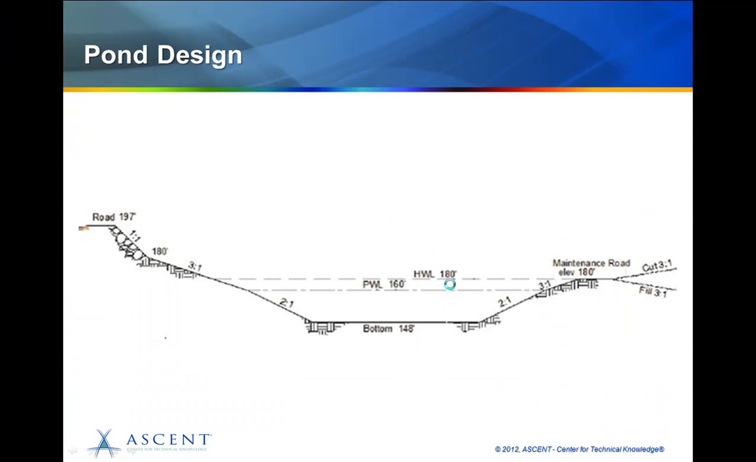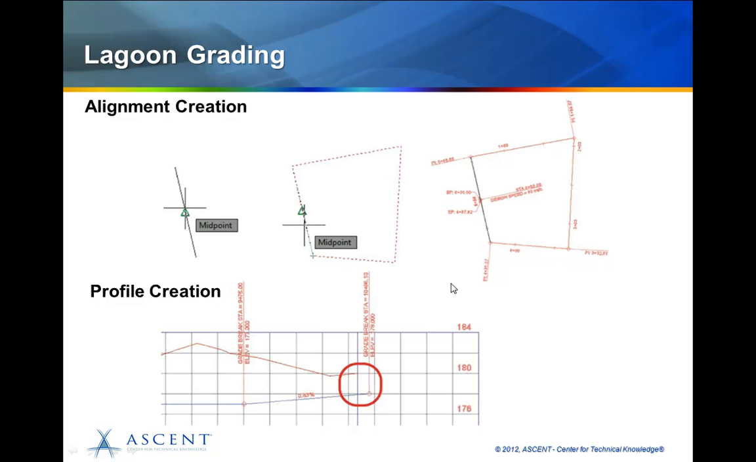Now again, the very most complex is the lagoon grading, and because it is so complex, we have a pond with a northern bay and a southern bay, and then a weir in between the two bays to separate them. And so we actually use corridors to create that complex grading, and there's some secrets to working with corridors for grading.